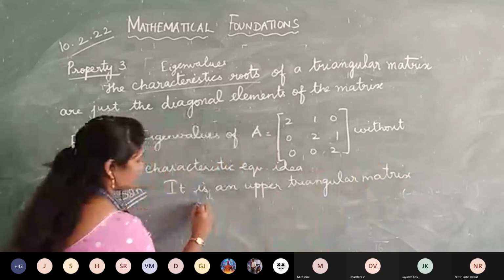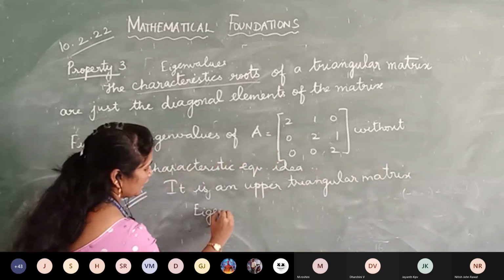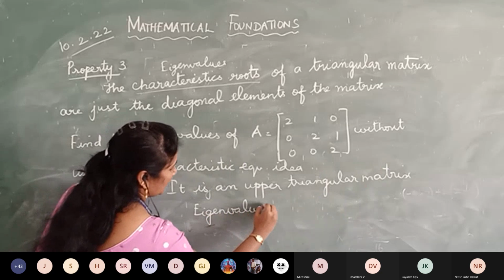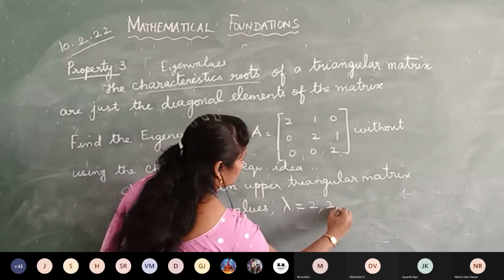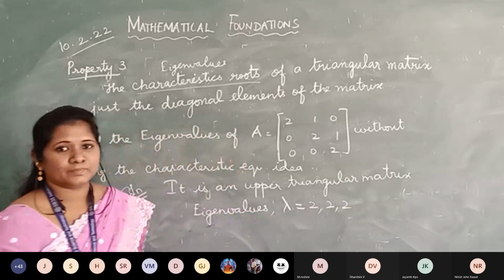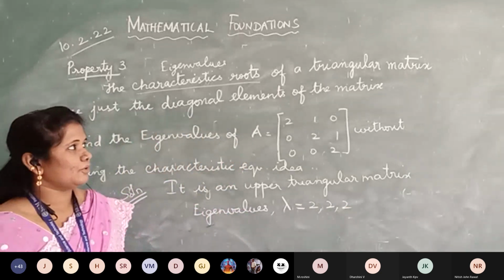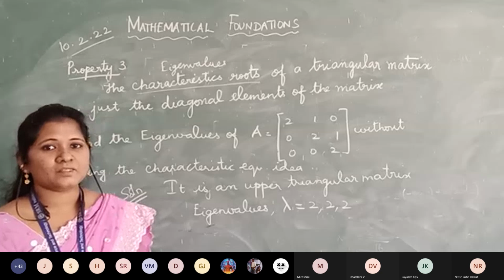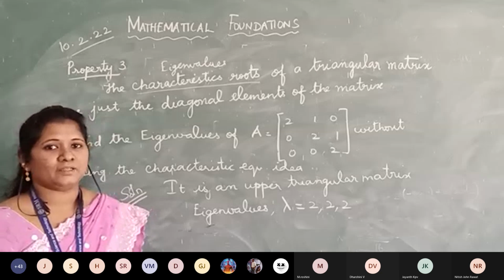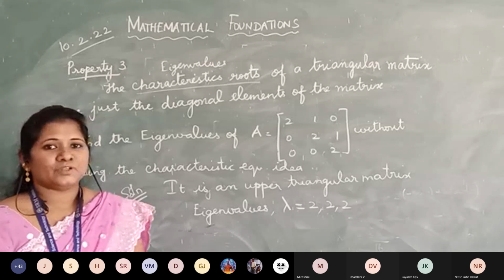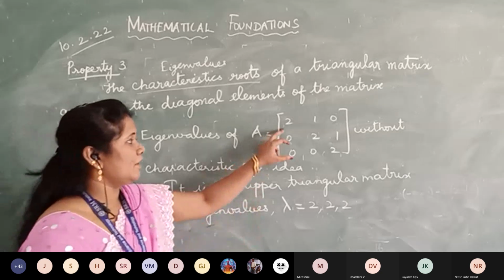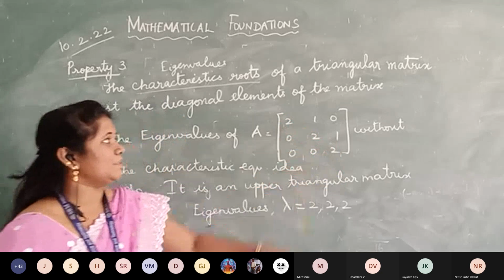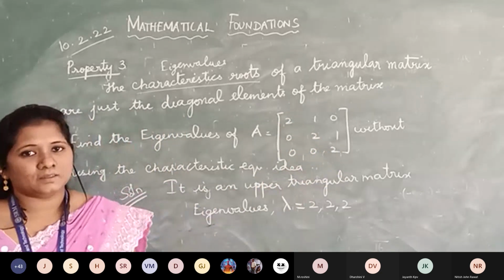Since it is an upper triangular matrix, your eigenvalues will be the elements in the main diagonal. So your lambda values will be 2, 2, and 2. That's all. Okay, so if it is a triangular matrix, you can easily find your eigenvalues. If it is an upper triangular matrix or lower triangular matrix, you will write the values in the diagonal, and that will become the eigenvalues.